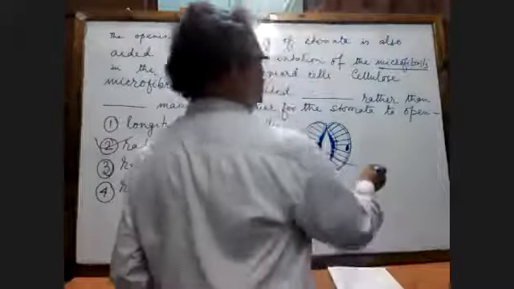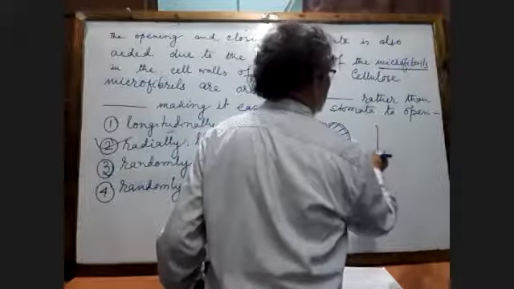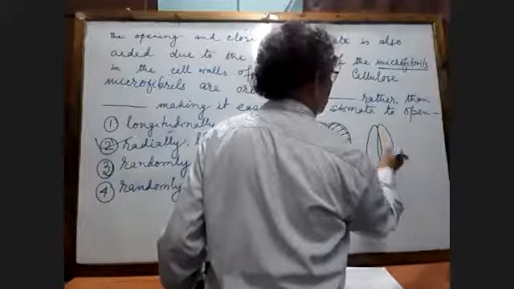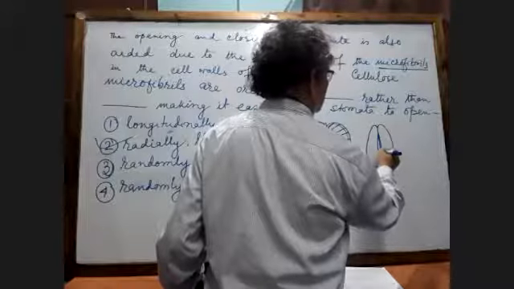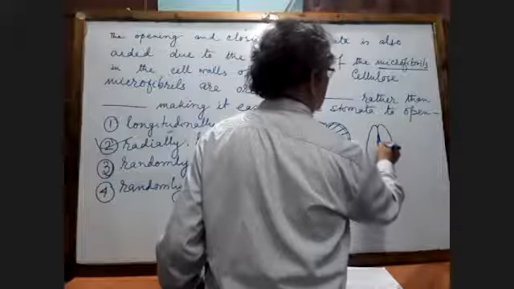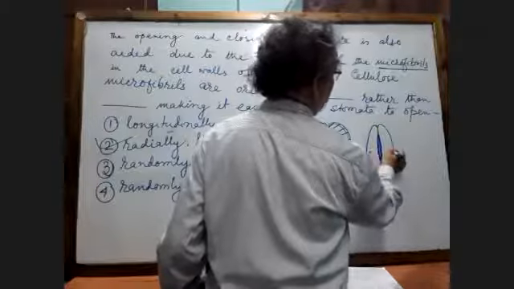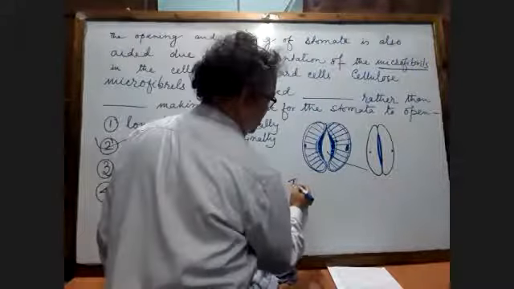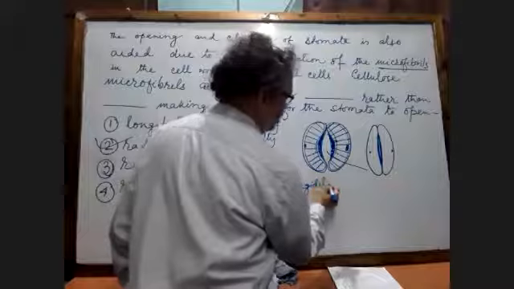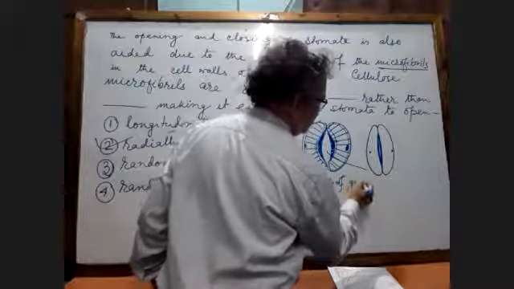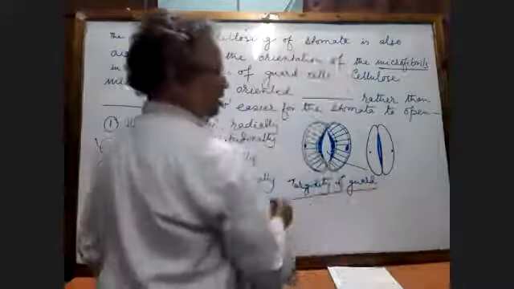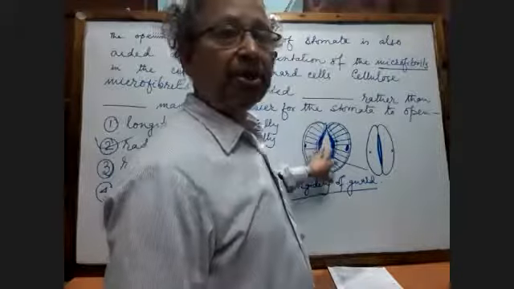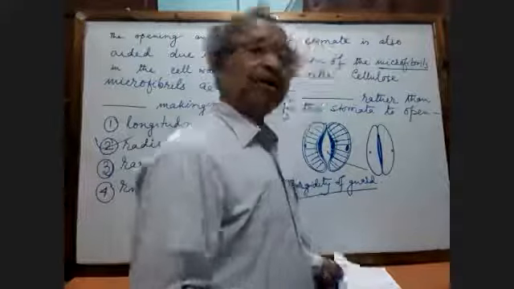The stomata actually, this guard cell, with its thick inner wall and thin outer wall, when the turgidity of the guard cell increases, the stomata open. Higher is the turgidity, wider is the opening of the guard cell, and the rate of transpiration increases.